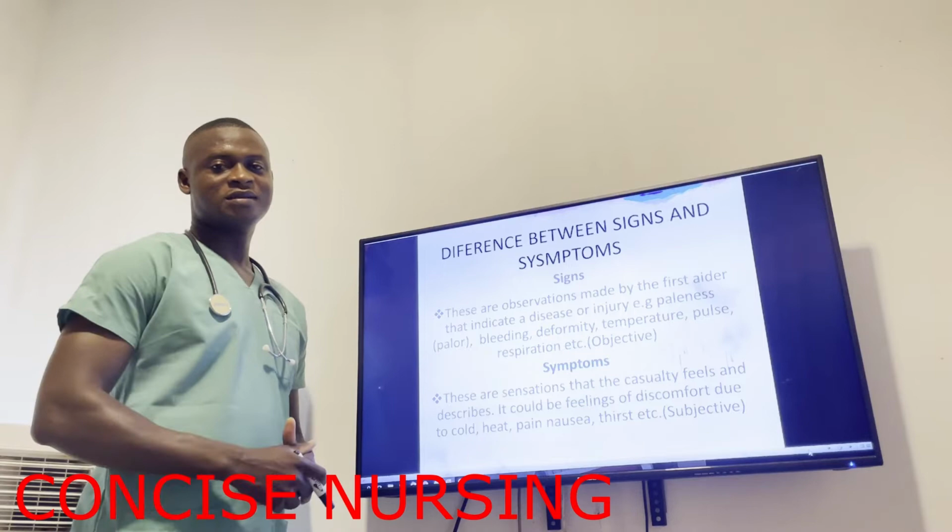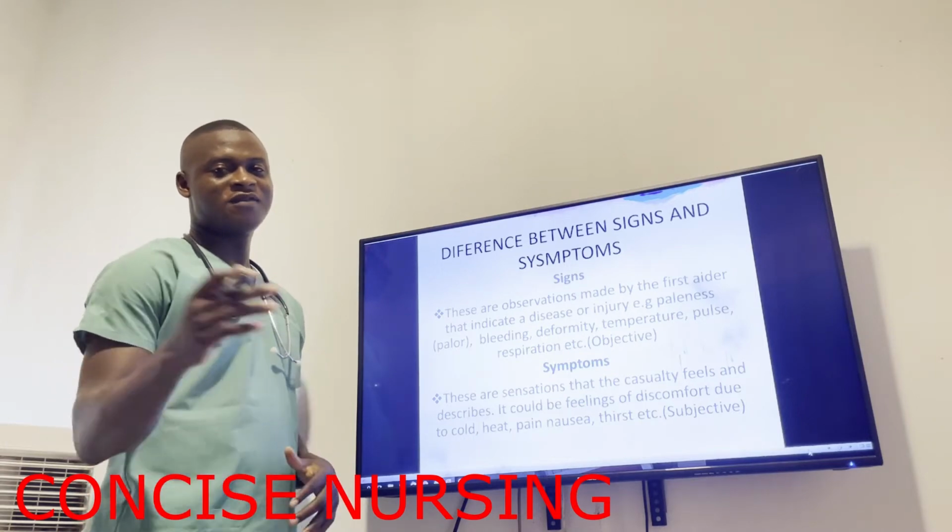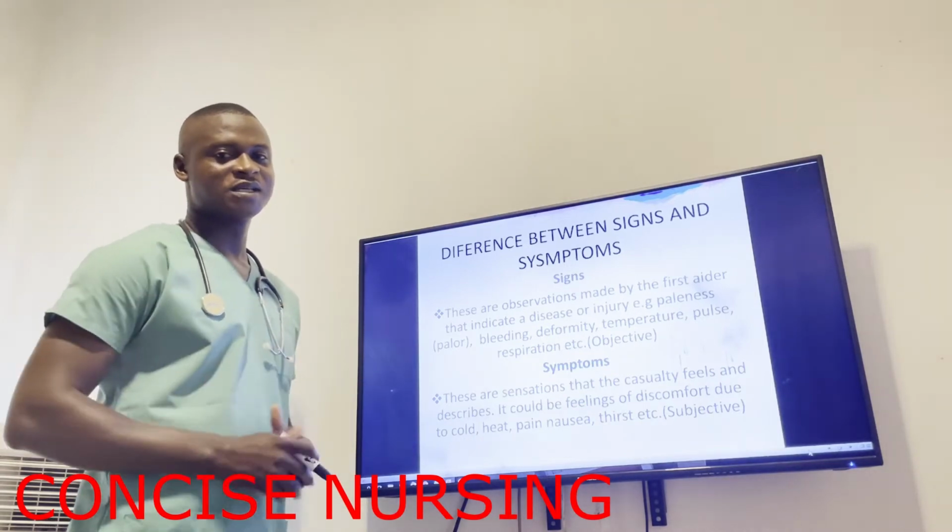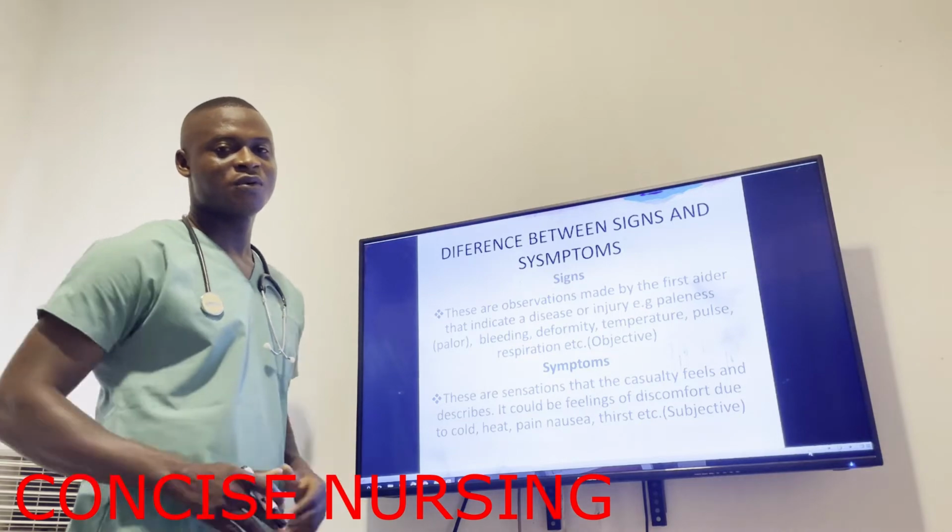This is Concise Nursing. This is where we make nursing very, very simple. Today, we're looking at something very, very simple, very snappy, and then quickly we will knock off.